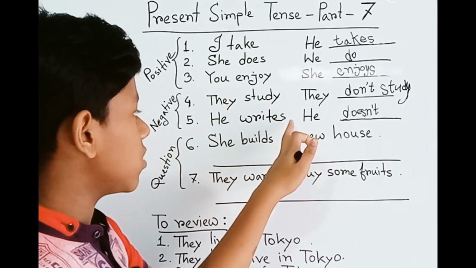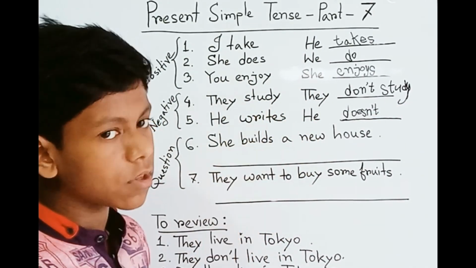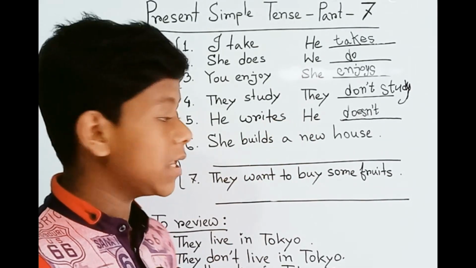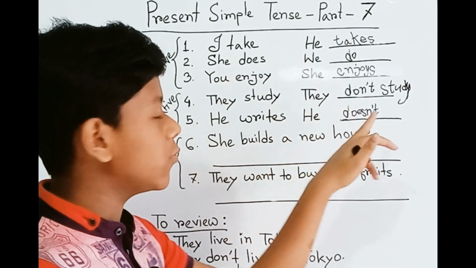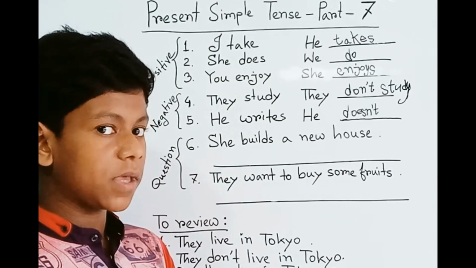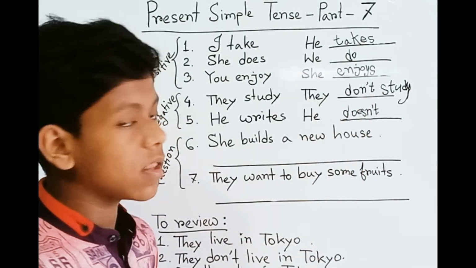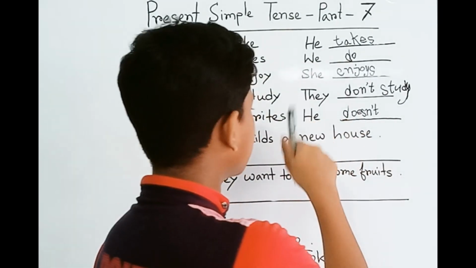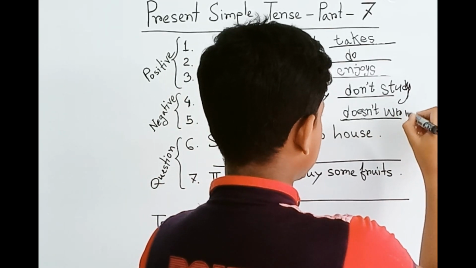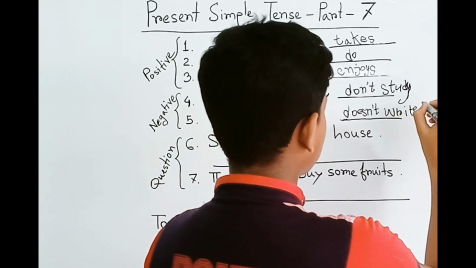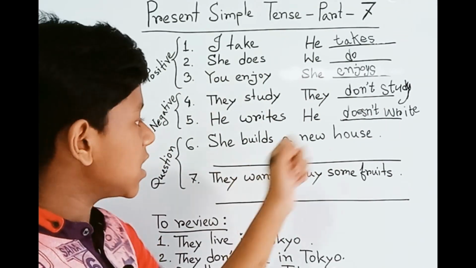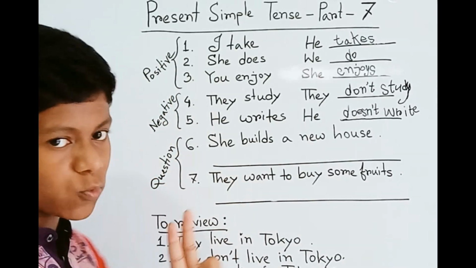So we have to put here doesn't, but the verb will change, because only for third person singular in positive the verb adds the s, but in this situation we cannot add the s. We have to use the verb one, or you can say the base form of the verb, in present simple tense in negative form. So here we write: he doesn't write. He writes. He doesn't write. So I hope that you have understood the positive and negative parts.